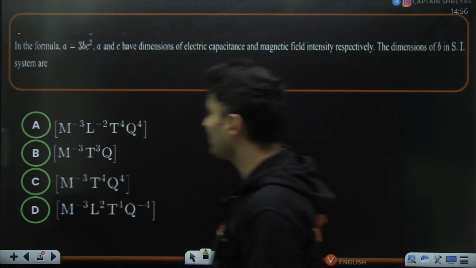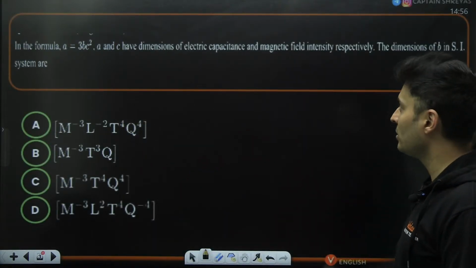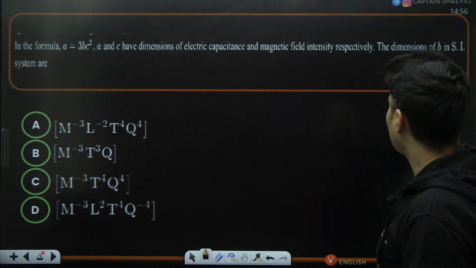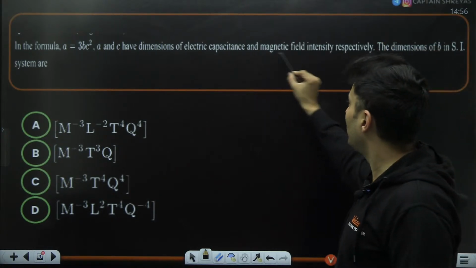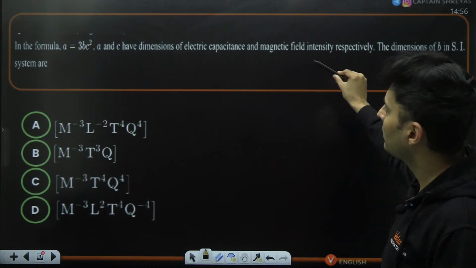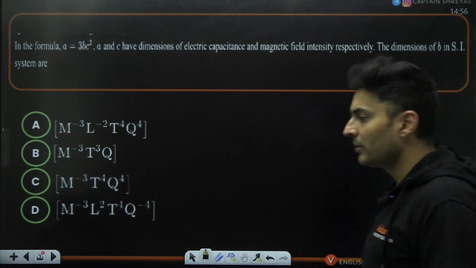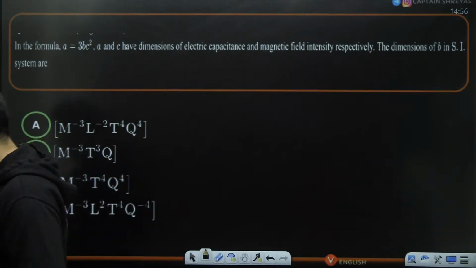So let's begin with the class. In the formula, A is equal to 3BC square. A and C have dimensions of capacitance and magnetic field, respectively. The dimensions of B will be how much? A is capacitance and C is the magnetic field. How are you going to approach this question? See if you can figure out some formulas.